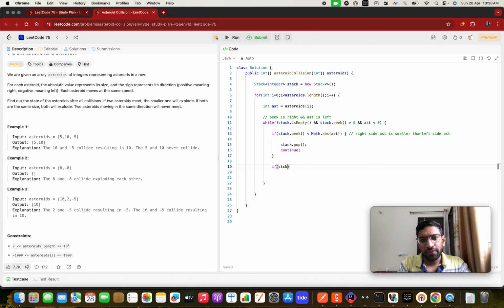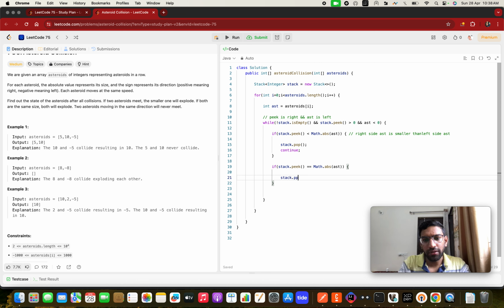Another case is if both left and right side asteroid is equal, Math.abs of our current asteroid is equal. If both asteroids are equal, both will explode and none will go to the stack. The stack dot pop in this case also.